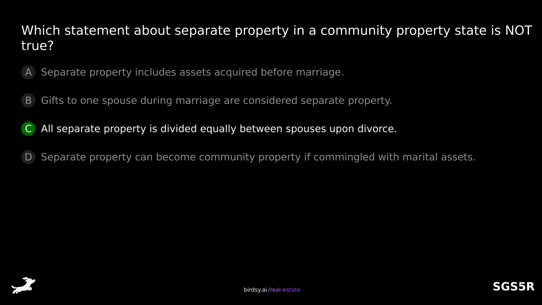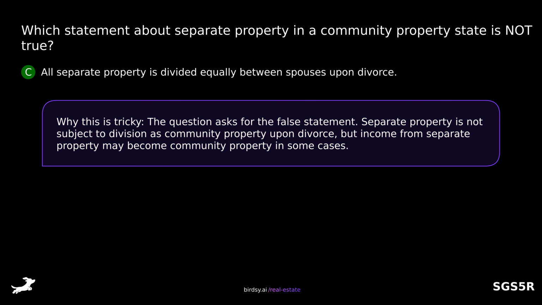The correct answer is C. All separate property is divided equally between spouses upon divorce. Why is this tricky? The question asks for the false statement. Separate property is not subject to division as community property upon divorce, but income from separate property may become community property in some cases.